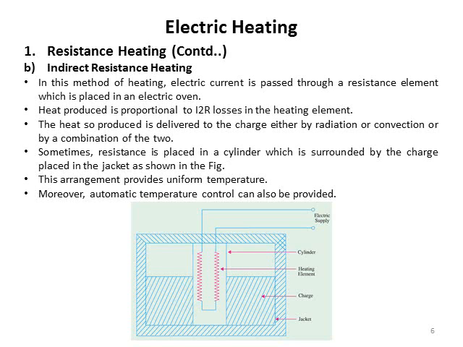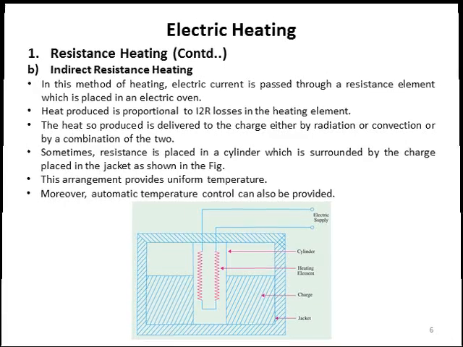So this is the resistive wire. Current is passed through the resistive wire and the heat is radiated to the charge by the radiation effect, and in the charge the heat is transferred by conduction. If it is liquid, then the heat transfer takes place by convection. This arrangement provides uniform temperature. Moreover, automatic temperature control can also be provided. That is the advantage of this method.